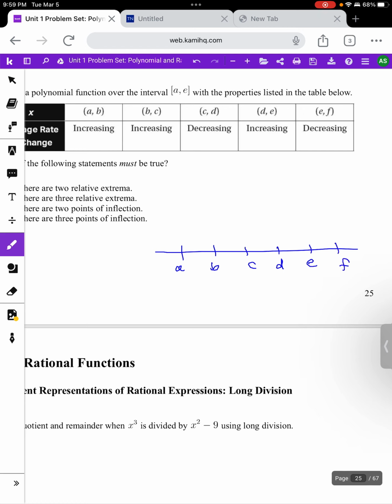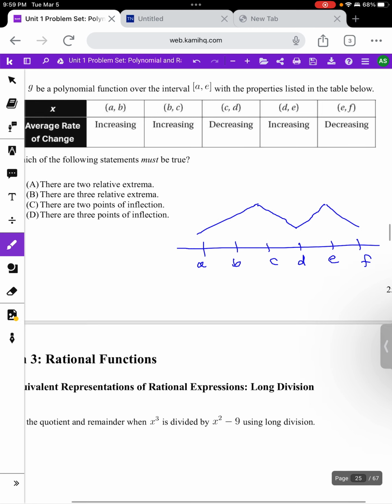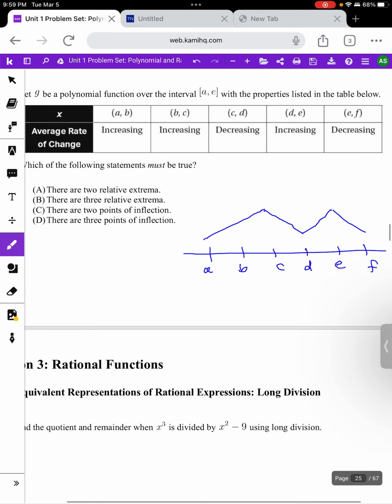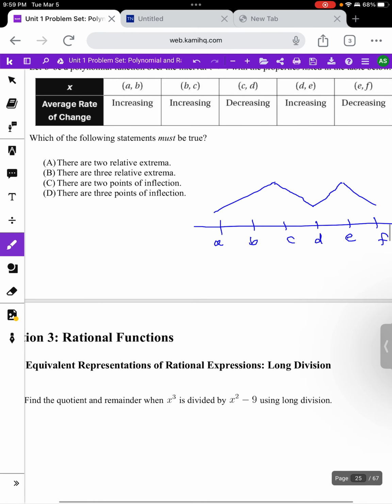And from A to B, we're increasing. And then B to C, we're increasing. So we're increasing this whole time. And then we start decreasing. And then we start increasing again. And then we start decreasing. Now, it's polynomial, so it's not actually pointy like those mountains I just made, but you understand.